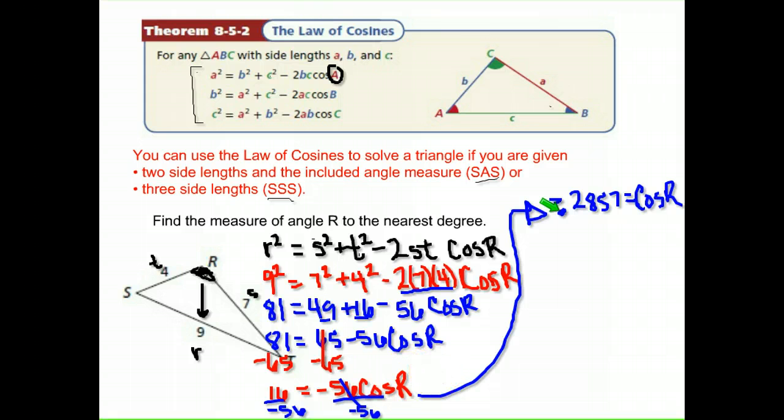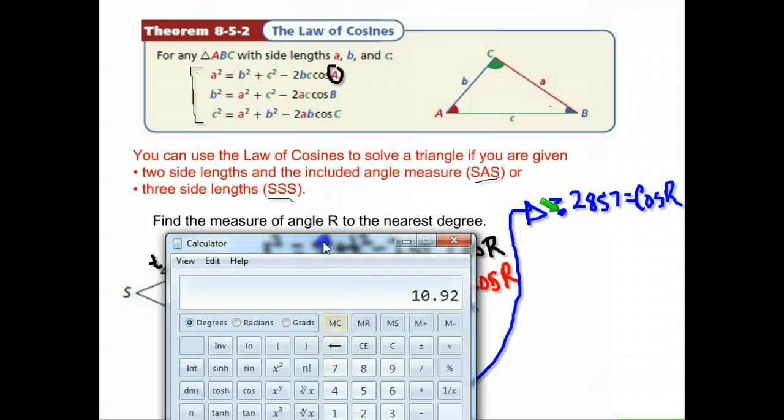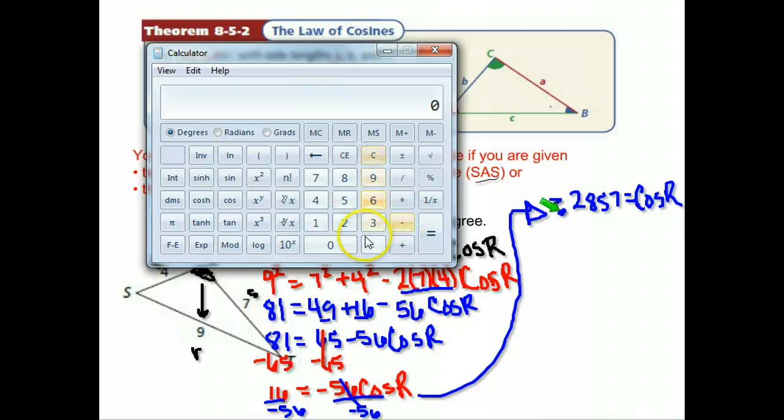In fact, I'm going to pull the calculator up here so we can take a look at it. So here we go. I put 16 divided by 56, and then I made the 56 negative. Sorry, I haven't used that calculator yet. Okay, so there's my number, negative 0.2857.